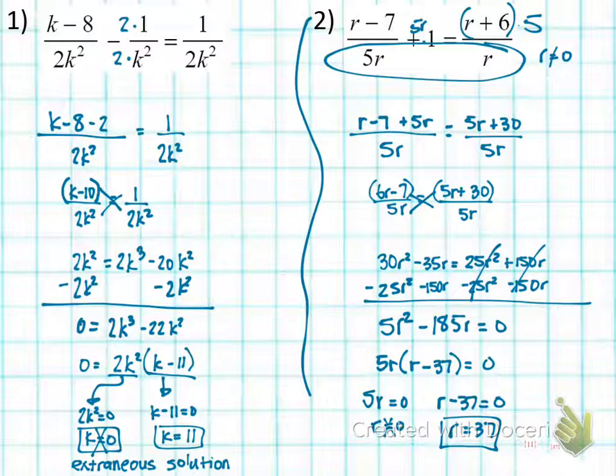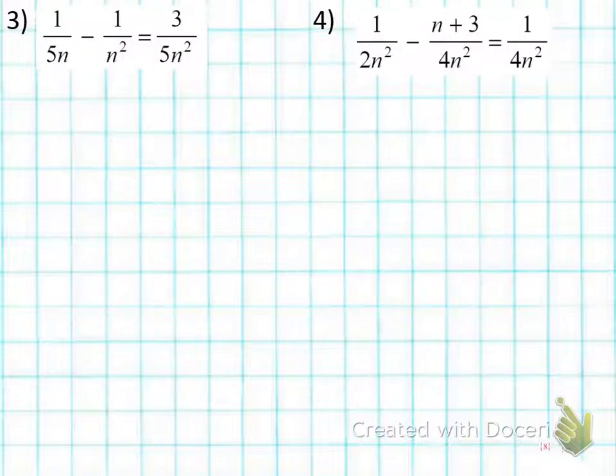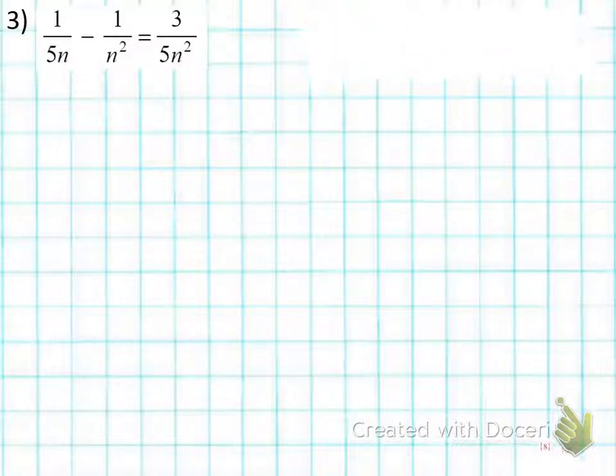All right. So continuing on here, number 3. Let's worry about number 3 right now. Okay, so please write this down. Alright, so number 3. First thing we want to do is make sure we have 2 fractions equal to each other. We don't right now because this left side is 2 fractions that are being subtracted with uncommon denominators.